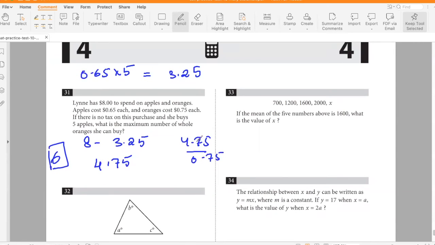If the mean of the 5 numbers above is 1600, what is the value of X? So mean would be the sum of these numbers divided by 5. So that would be 12 plus 7, 19. 19 and 16 is 35, 55. So 5500 plus X would be 1600 into 5, which is 8000. So X would be 2500.